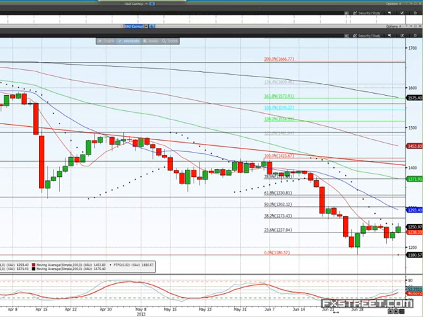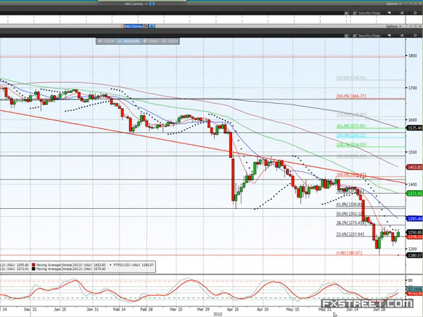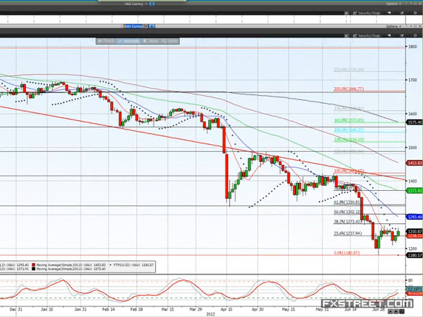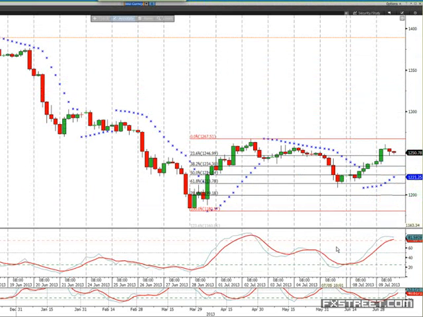And I still think that the safest strategy would be selling into rallies in gold at the moment, just as buying into dips for the dollar is probably the safest strategy, rather than getting aggressively long gold or aggressively short the dollar.